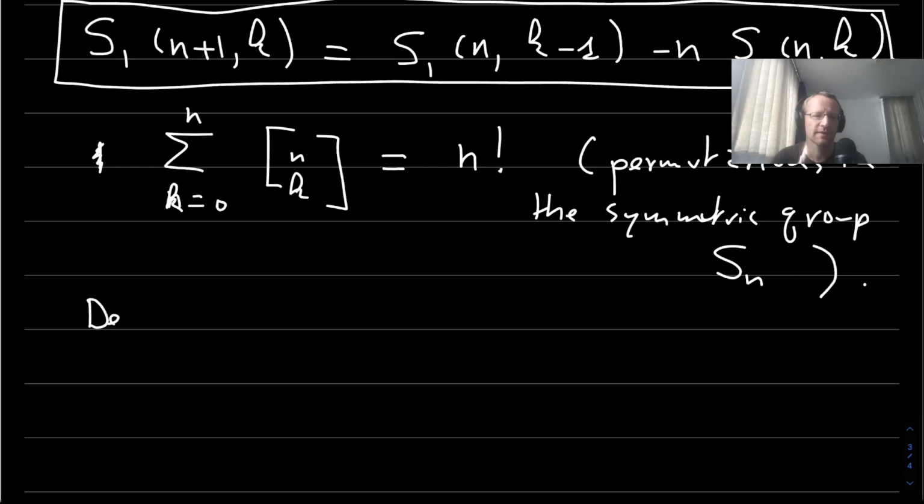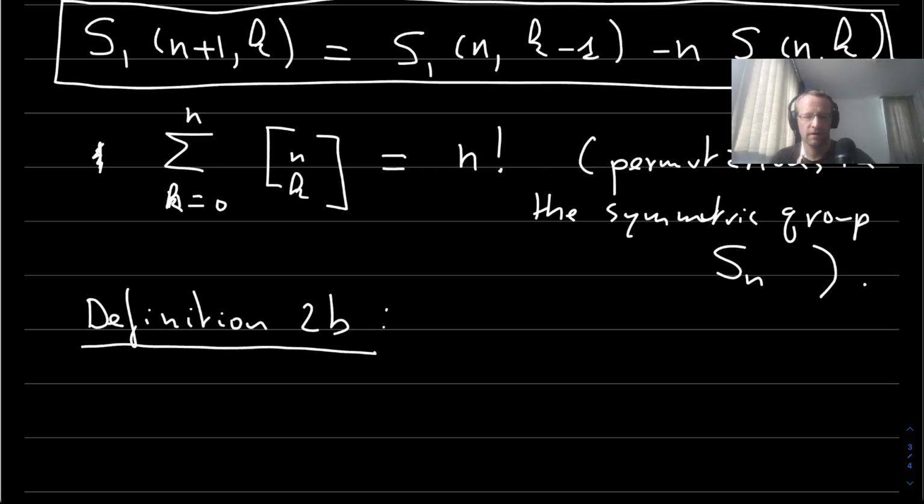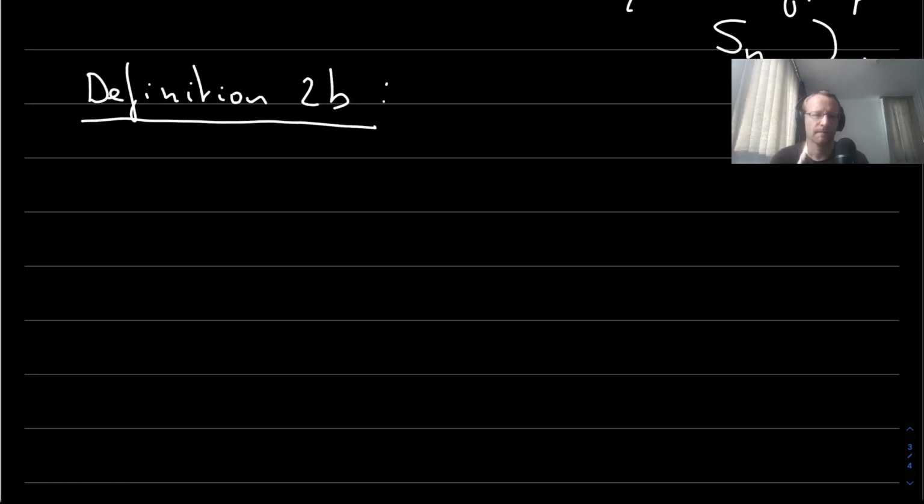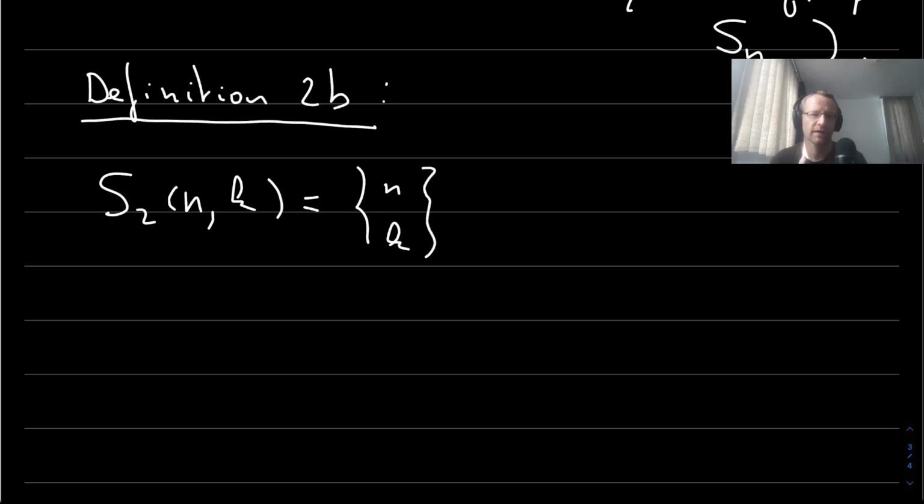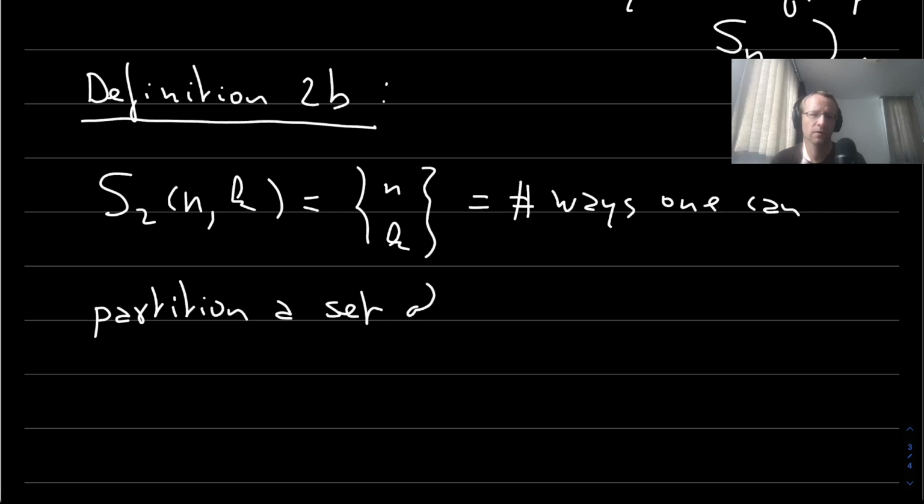Now we move to the second definition of the Stirling numbers of the second kind. We also have a second notation for it with curly brackets, and it is the number of ways one can partition a set of n elements into k non-empty subsets.